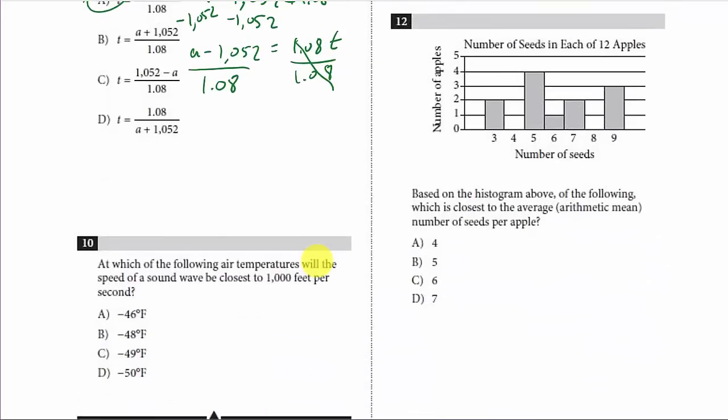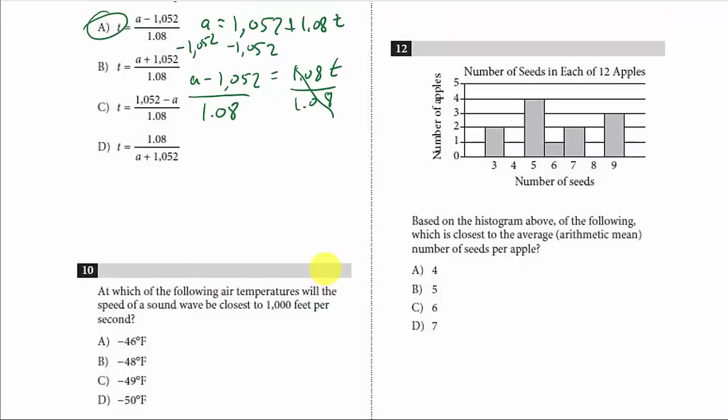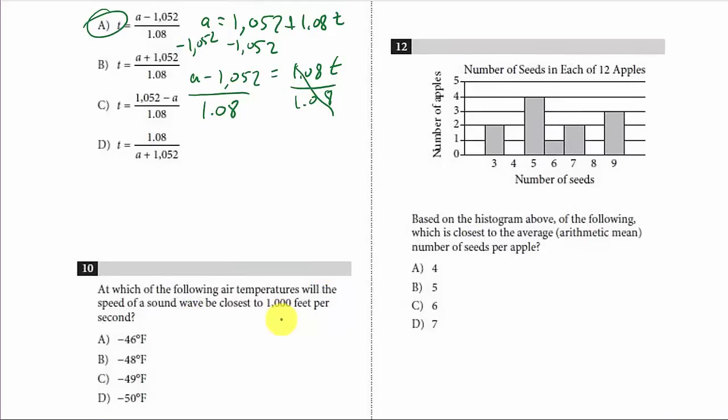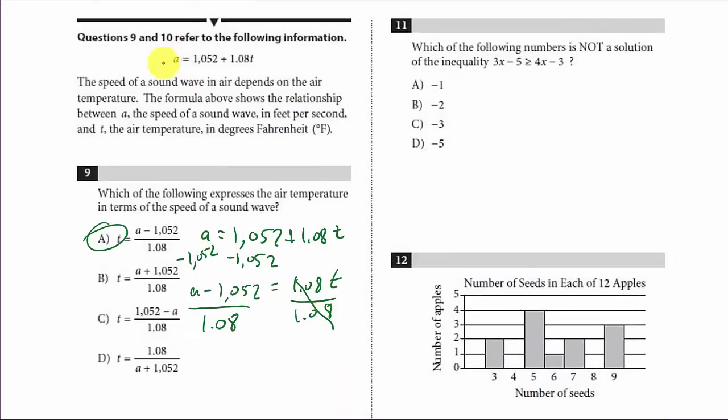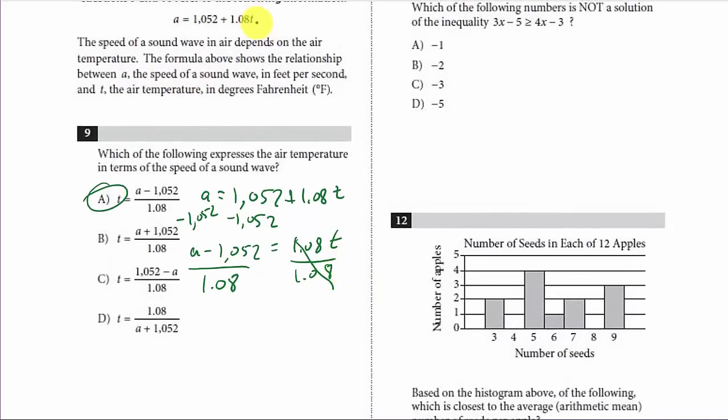It says, at which of the following air temperatures will the speed of a sound wave be closest to 1,000 feet per second? Okay, so that right there is the speed, 1,000 feet per second, and we know from up here, A represents the speed, so they want to know the temperature T. They want to know what this would be if we plug 1,000 into here.